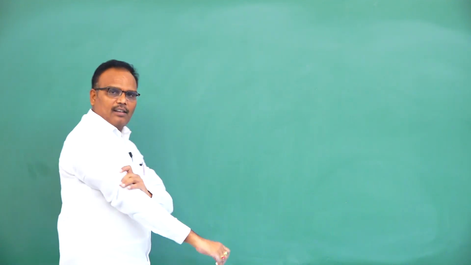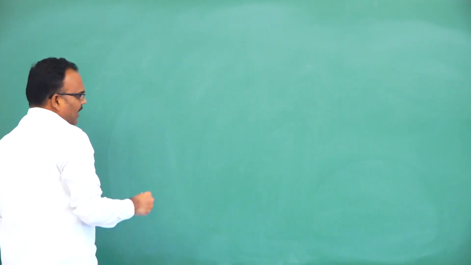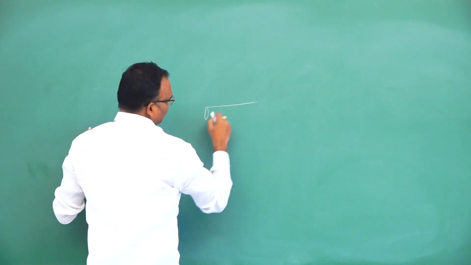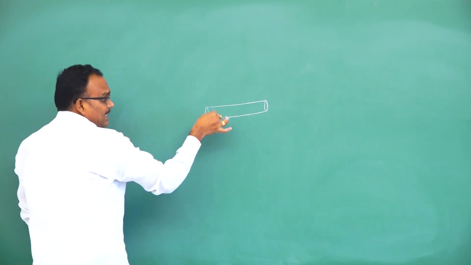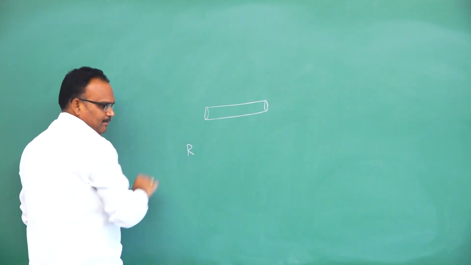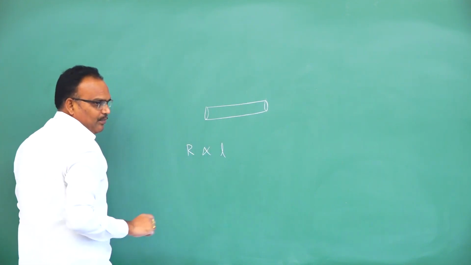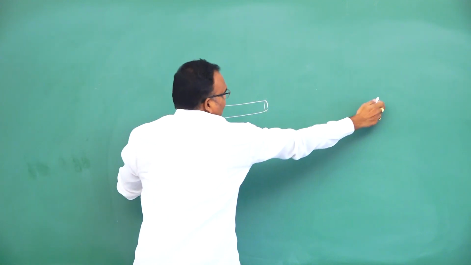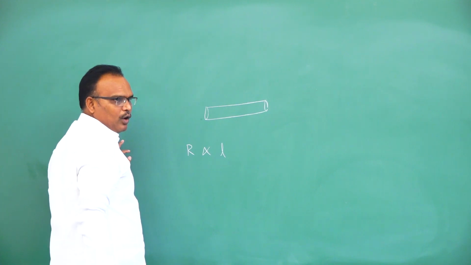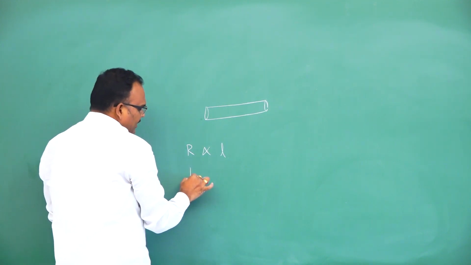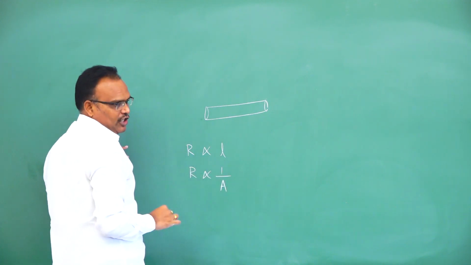Now, we will see law of resistance. See, resistance of the given conductor. For example, say this is a conductor. Resistance of this conductor is directly proportional to its length. If length increases, resistance of the conductor increases. Okay. Next, resistance decreases with increase in area of cross section.